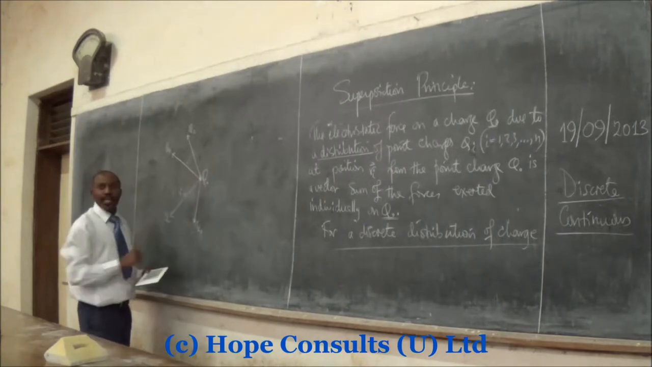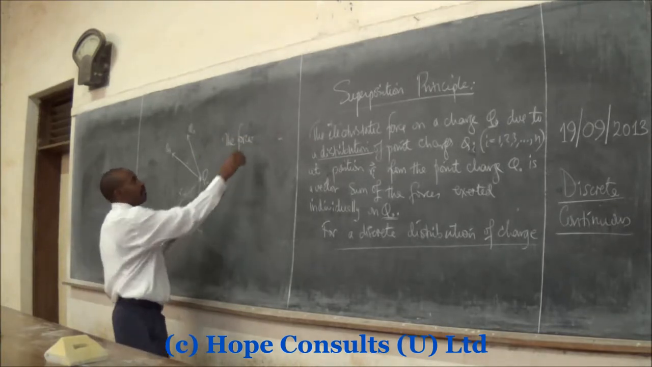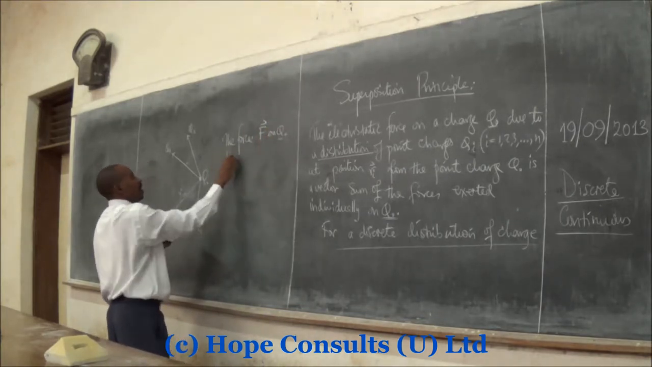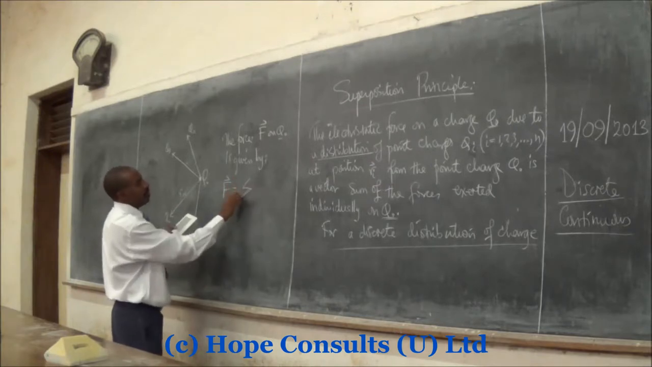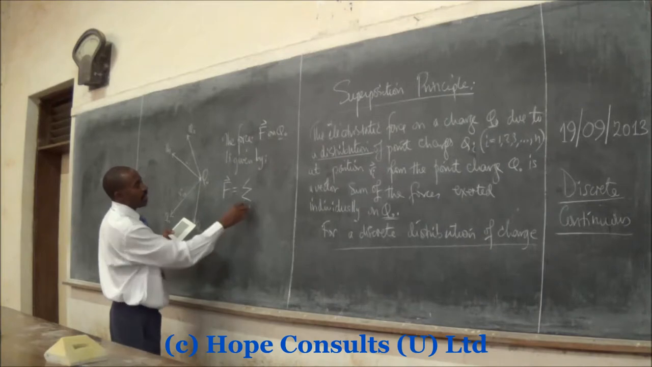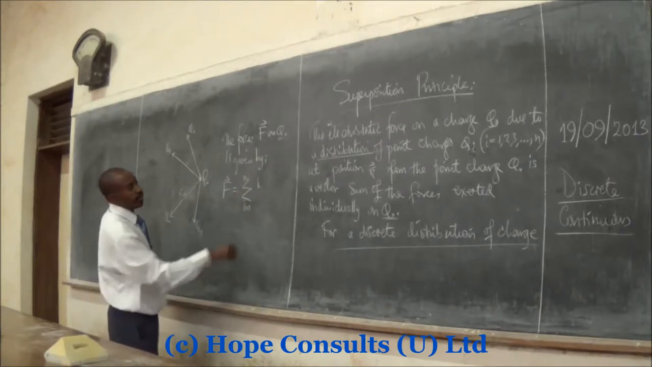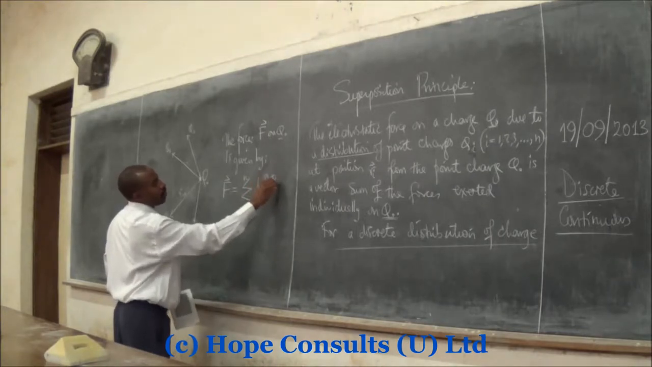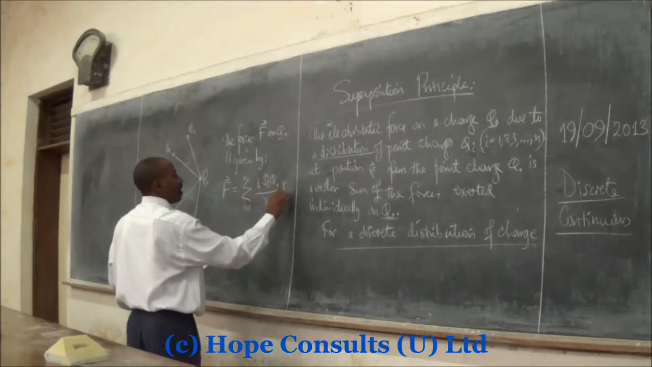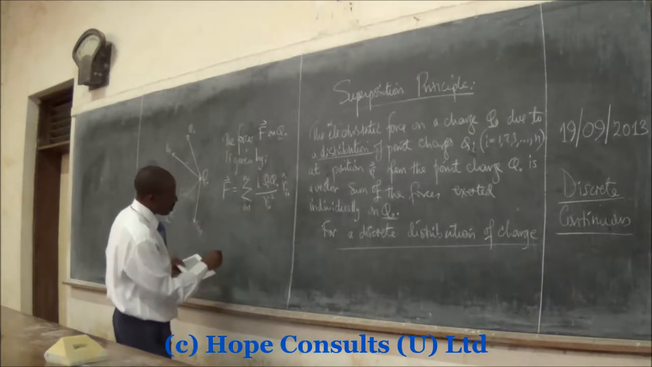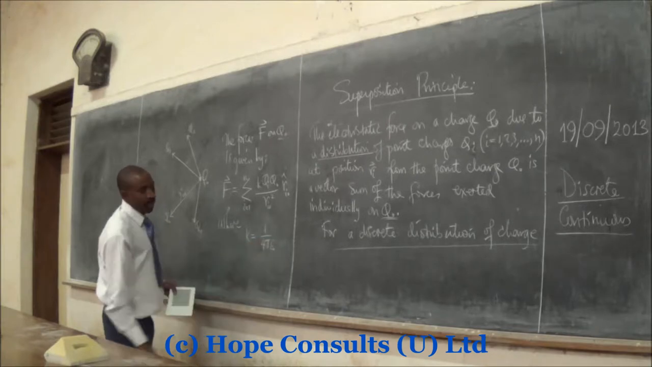So the charge here will experience a force, the force F on Q naught, which is given by F equals the summation from i equals 1 up to n of them. Then we have our blue force, which we already have in our previous work, which is q_i q naught over r_i0 squared, and then we have our r_i0 roof. Of course, if we borrow back, k is the same as 1 over 4 pi epsilon naught, the constant.